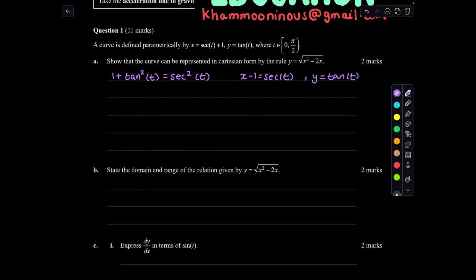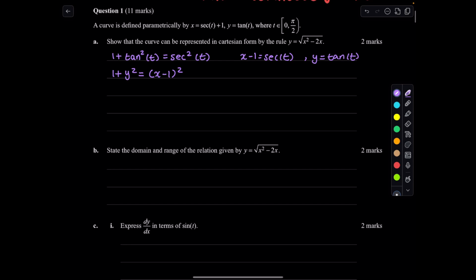Now I'm going to substitute them in here. So 1 plus, what's tan? You know how tan's y? Tan squared is y squared, is equal to secant squared, which is just x minus 1 squared. Beautiful. So I'm going to expand both sides. So this will be x squared minus 2x plus 1. And can you see how 1's on both sides? You can just cancel these ones out on both sides. There's really no need for them. And so, we get this.